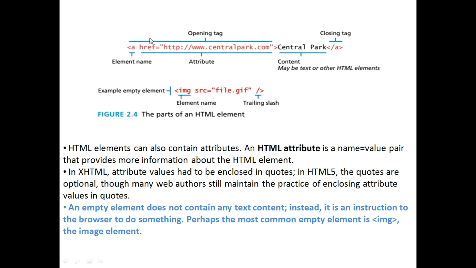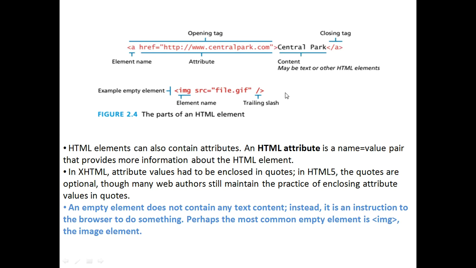This whole part we consider as an attribute, an opening tag, and an element name. What's the element name? A. What's the attribute here? href equal to this URL. What's the opening tag? In angle brackets, a. What's the content? Central Park. What's the closing tag? It's a forward slash and a. This is the closing tag.